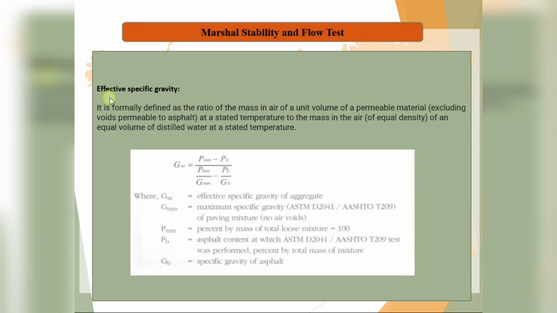So the third thing we need to find is effective specific gravity. It is formally defined as the ratio of mass in air of a unit volume of permeable material at a stated temperature to a mass in the air of equal density. Here is the formula. We have the same P_mm, P_s and P_b, and G_b, which is basically the specific gravity of asphalt.